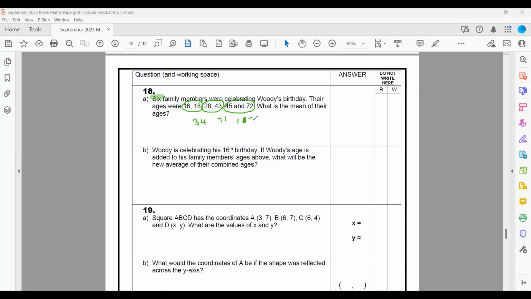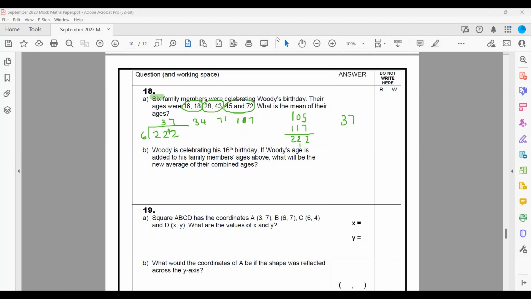117. And then we can add them again. So 34 add 71 will be 105. And 105 add 117 will give us 222. And we need to divide that by 6. So I'm going to pop that in a bus stop. 222 divided by 6. 6 goes into 22 3 times, carry 4. And 6 goes into 42, 7. So our average age is 37 years old. And that makes sense because it's somewhere between the youngest age of 16 and the oldest age of 72.